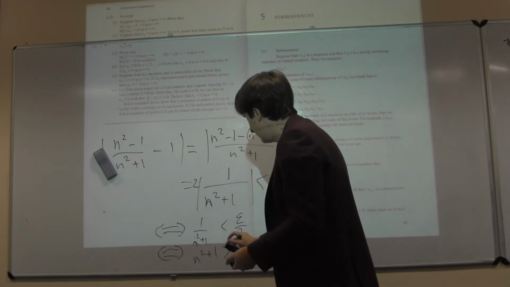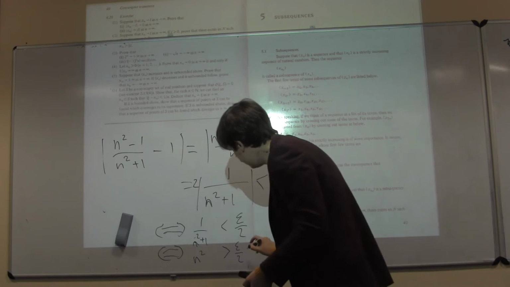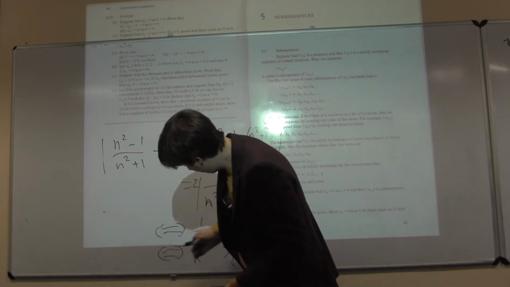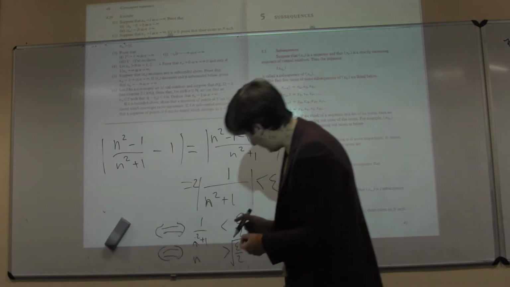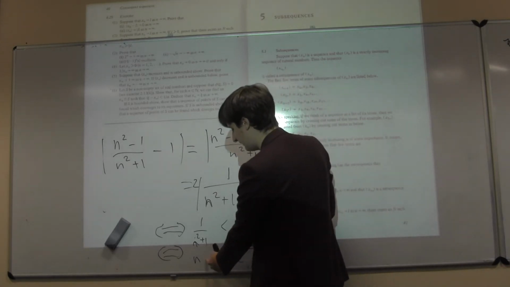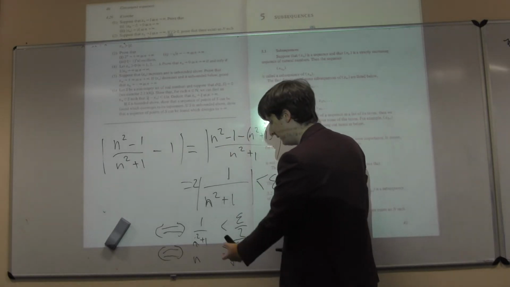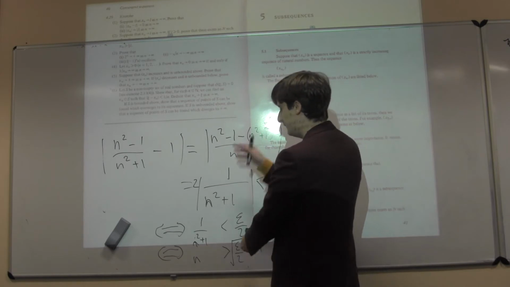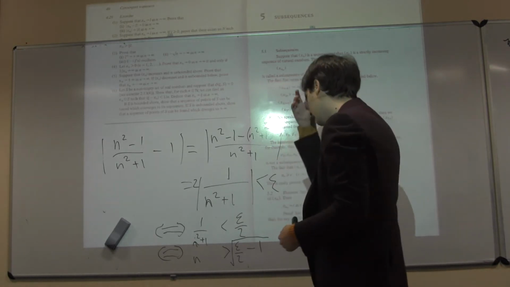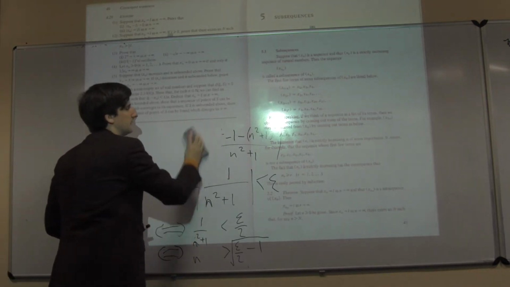So subtract 1 from both sides. n squared is greater than, so n is greater than the square root of that. Okay, so this is the solution. As long as you take capital N to be this, or this plus 1, then for n bigger than capital N, this will be satisfied, this will be less than epsilon. Does that make sense? Yeah, I was trying to do it a different way.